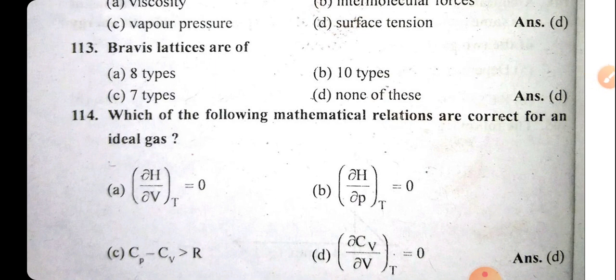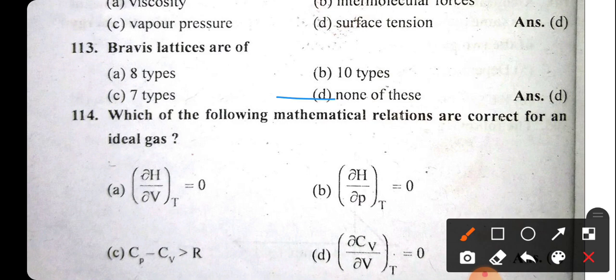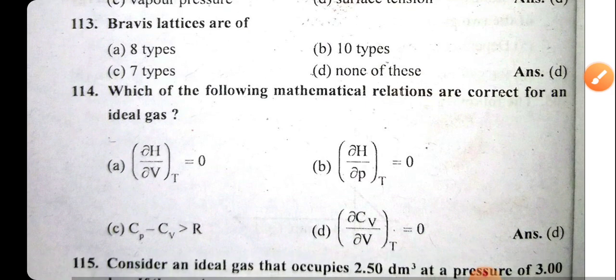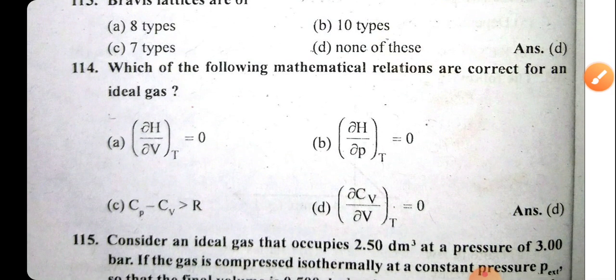Bravais lattices are of none of this type, because they are not of 8 types, 10 types or 7 types; they are of 9 types. Okay, that option will be none of these, and the right answer will be 9 types. Okay. Now the next question is, which of the following mathematical relations are correct for an ideal gas? That is option D will be the right answer.